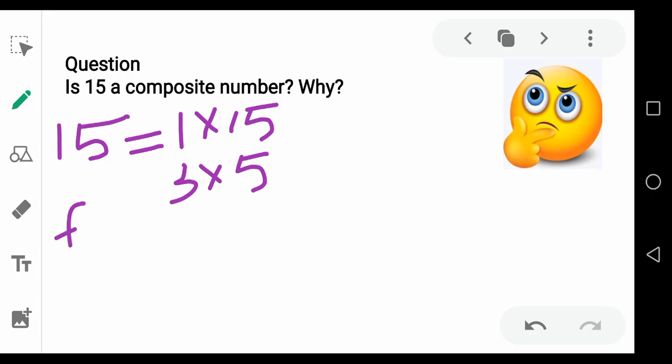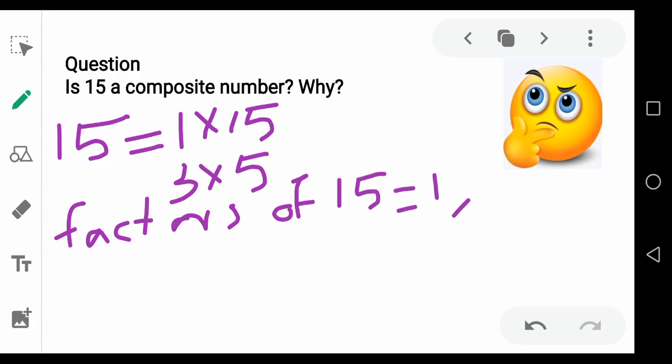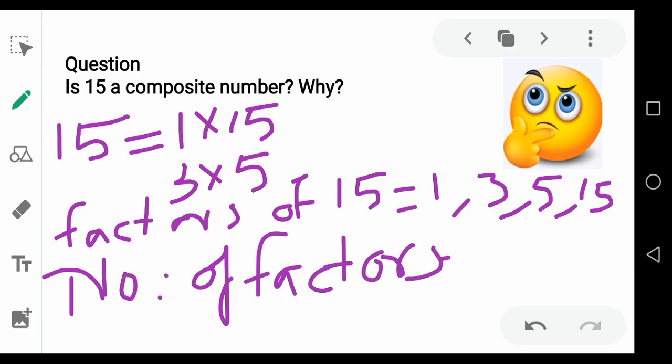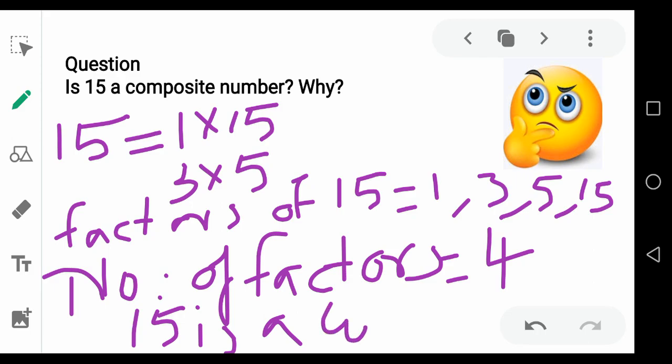So what are the factors? You can write factors of 15 is equal to 1, 3, 5, 15. So what is the criteria for a composite number? A composite number should have more than 2 factors. So how many factors are here? Number of factors is equal to 4. So what can we say? 15 is a composite number.